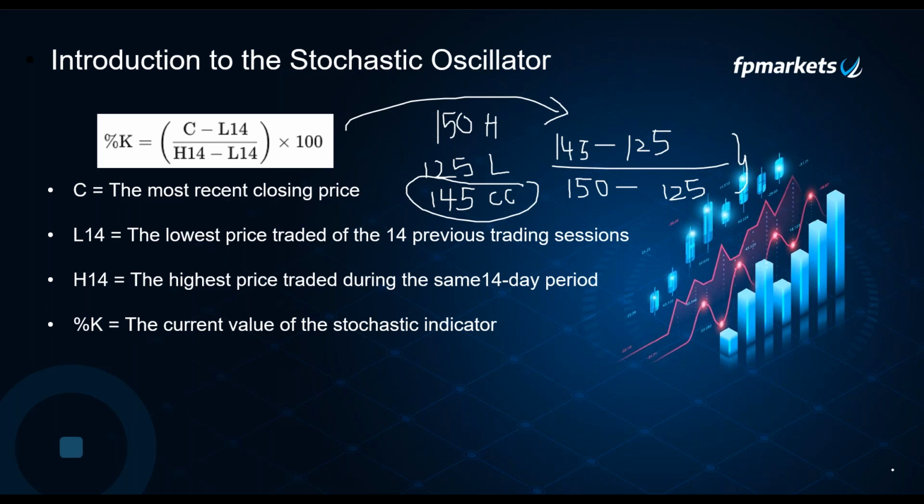So percentage K is the fast stochastics indicator, and we have another one, which is percentage D. Percentage D is what we call the slow stochastics indicator. So why is this a slow stochastics indicator? Can anyone make a guess? Why do you think percentage D is considered a slow stochastics indicator?